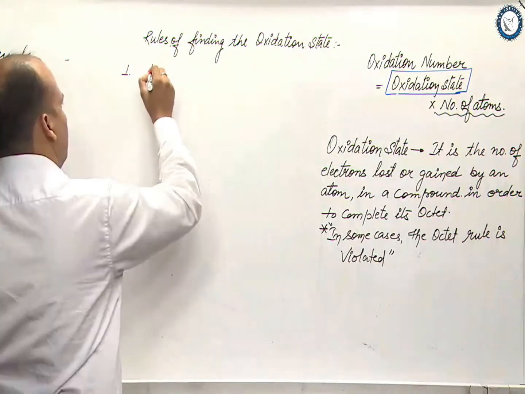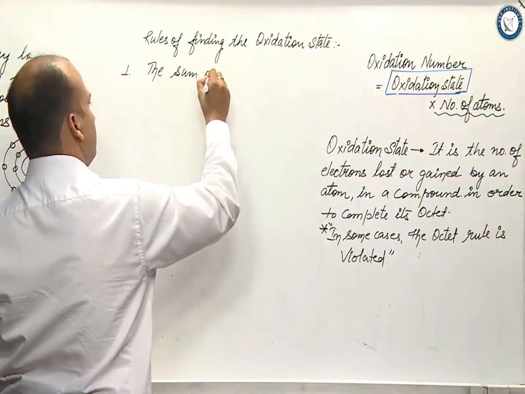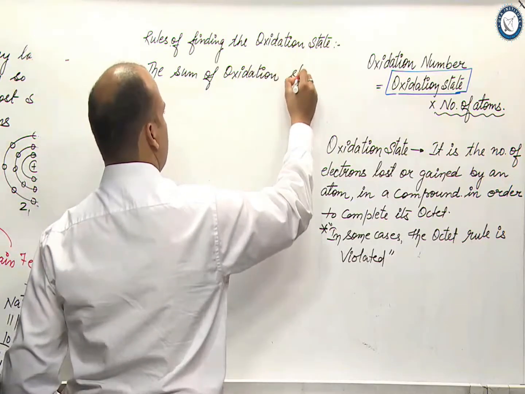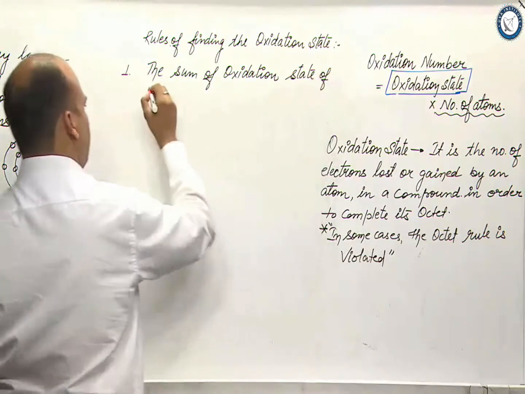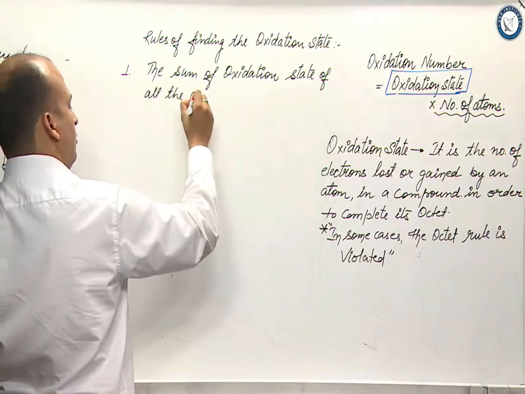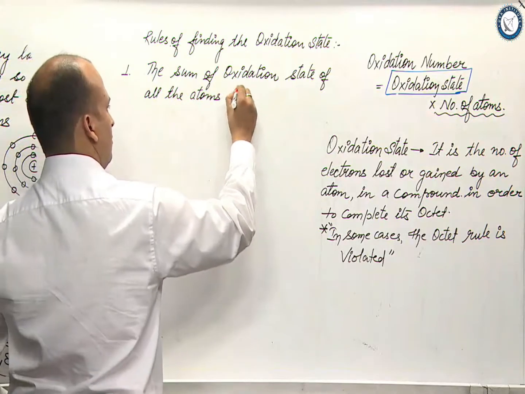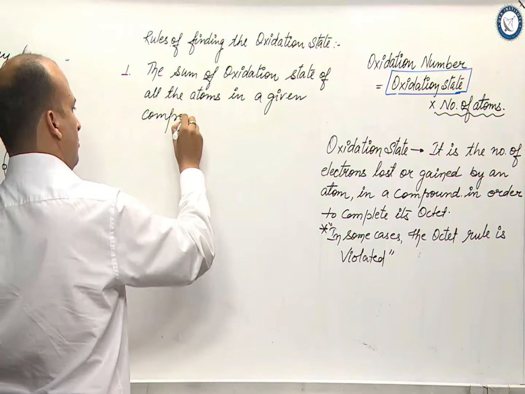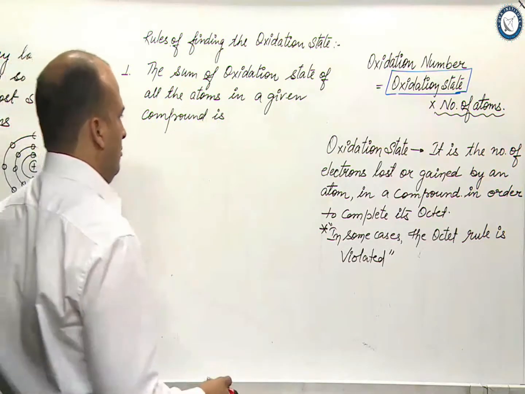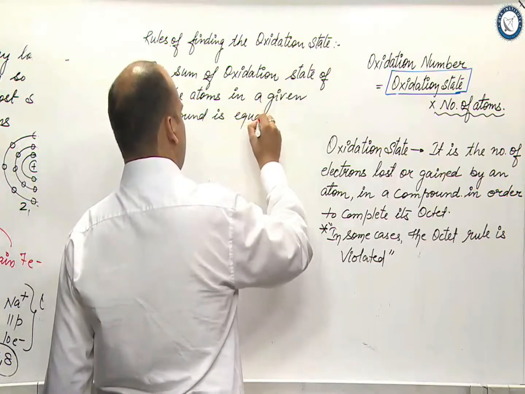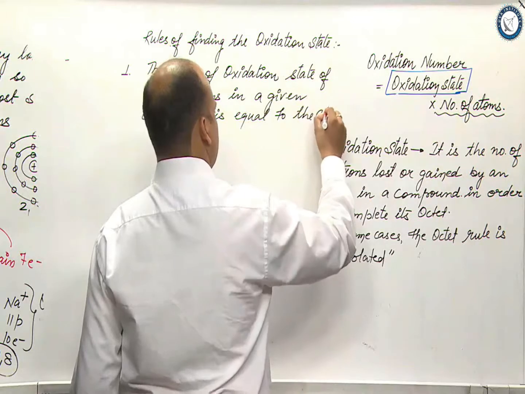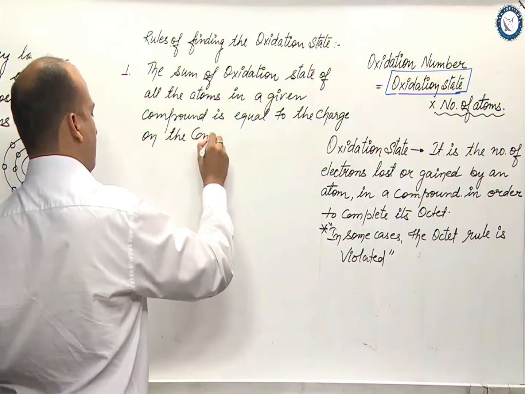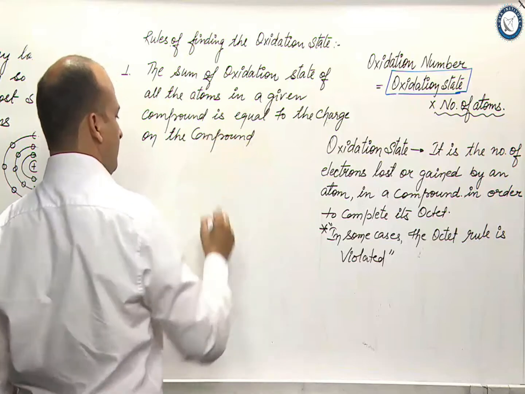First, the sum of oxidation state of all the atoms in a given compound is equal to the charge on the compound. Now let us understand this part.